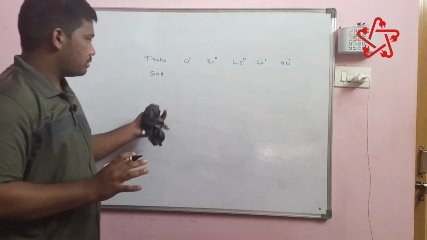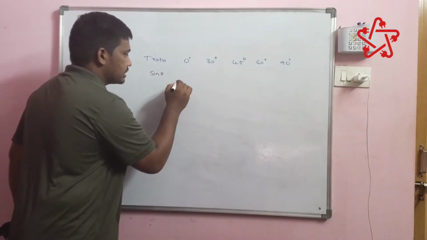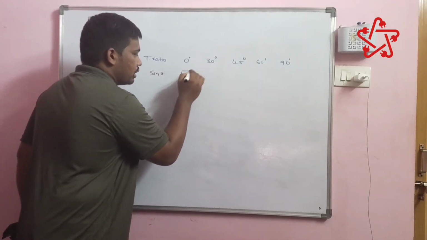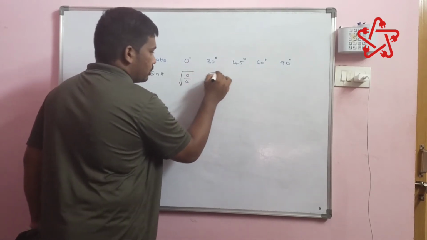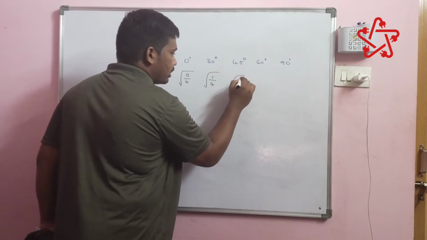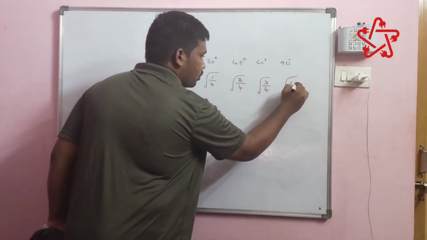So here the shortcut is, don't do anything, just do this. Root over 0 by 4. What is the angle? 0. So 0 by 4. Now root over 1 by 4. Root over 2 by 4. Root over 3 by 4. And root over 4 by 4.